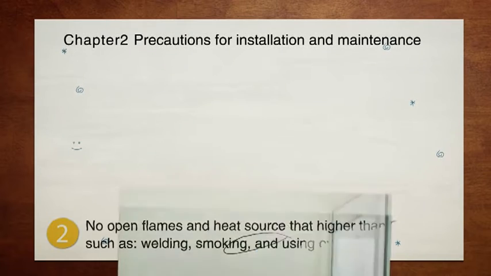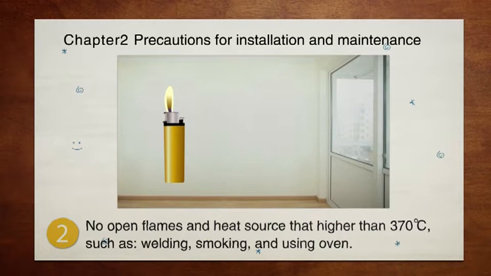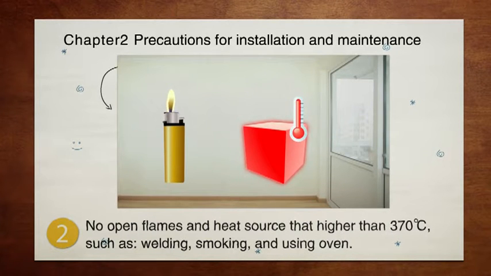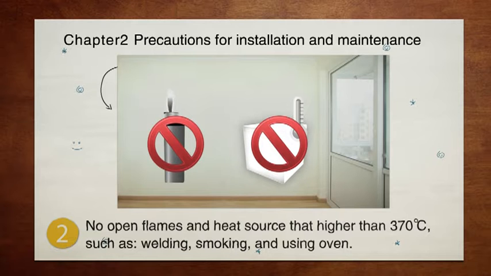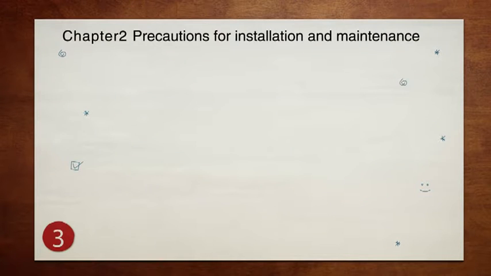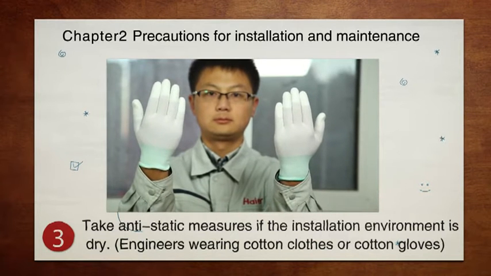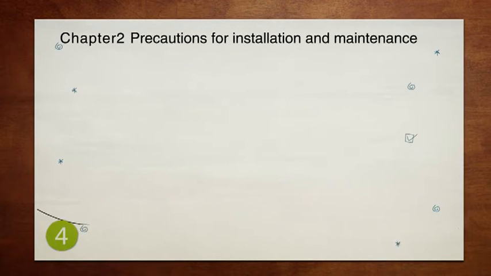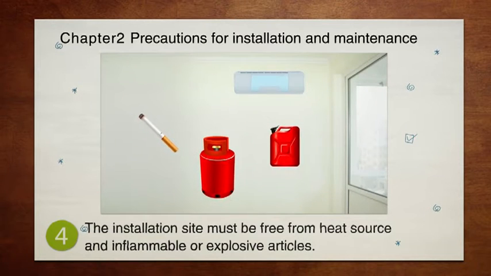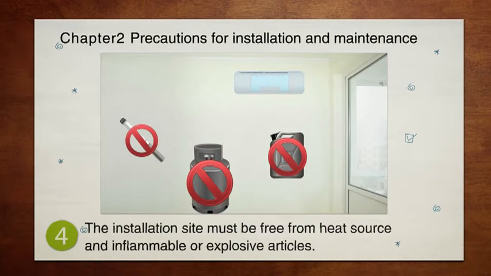Number 2. No open flames and heat source higher than 370 degrees Celsius, such as welding, smoking, and using oven. Number 3. Take anti-static measures if the installation environment is dry. Number 4. The installation site must be free from heat source and inflammable or explosive articles.